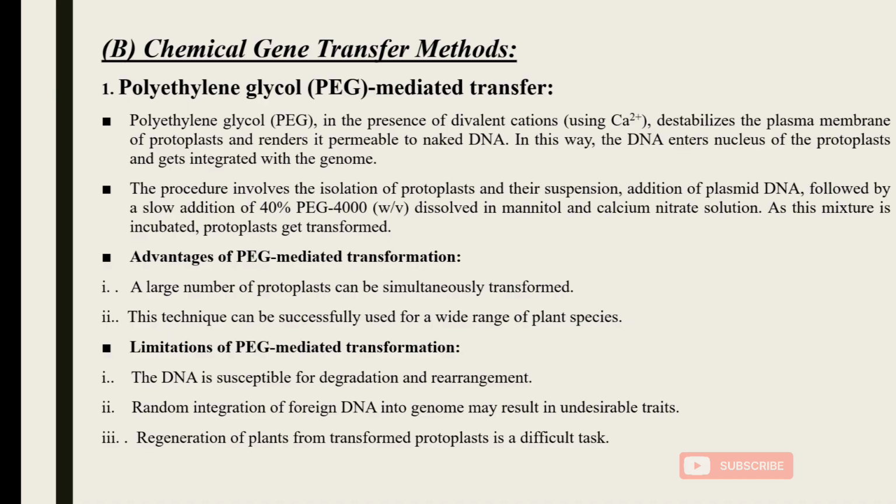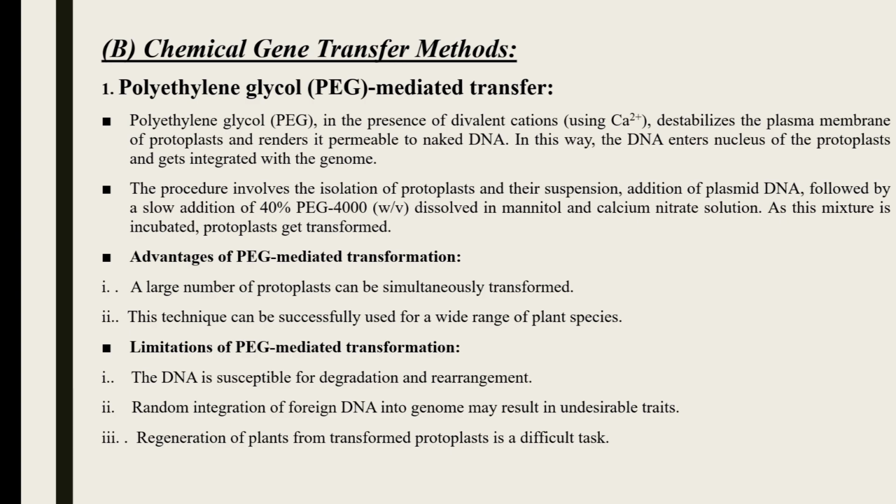The procedure involves the isolation of protoplasts and their suspension, addition of plasmid DNA, followed by a slow addition of 40% PEG 4000 w/v, which is dissolved in mannitol and calcium nitrate solution. As this mixture is incubated, protoplasts get transformed.